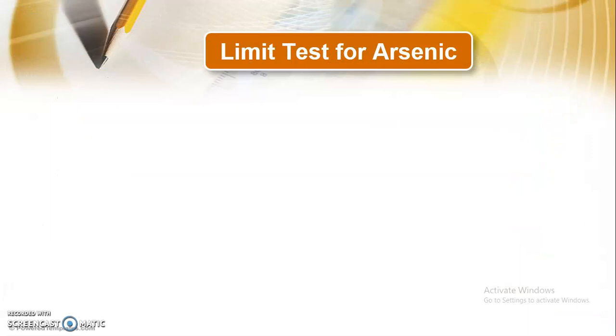Whatever limit tests we have seen, this arsenic limit test is quite different because we require a special type of apparatus. Normally, for other limit tests, we use the Nessler cylinder, but for arsenic, we are going to use the Gutzeit apparatus, because arsenic is very toxic. It is a heavy metal. If it is present in our sample, it will produce very serious side effects, and to avoid this, it is necessary to perform the limit test for arsenic.